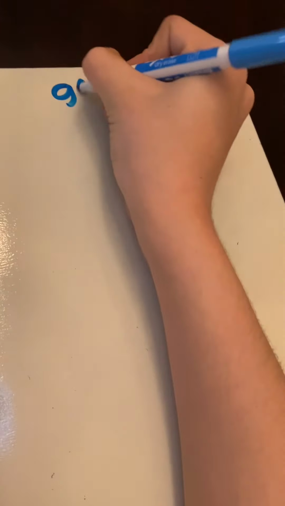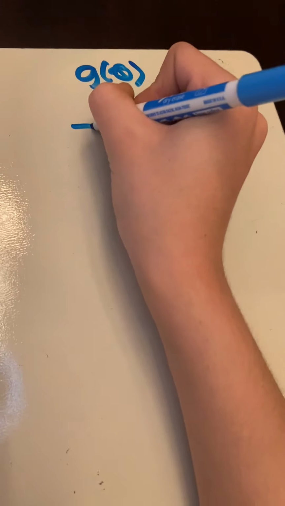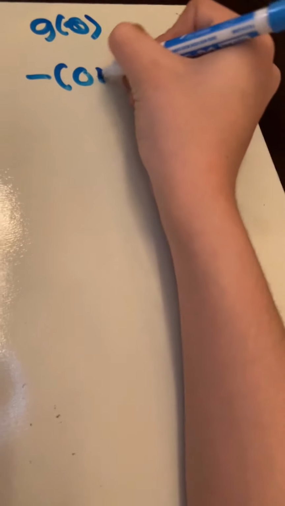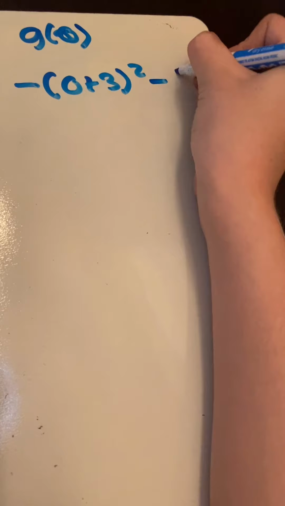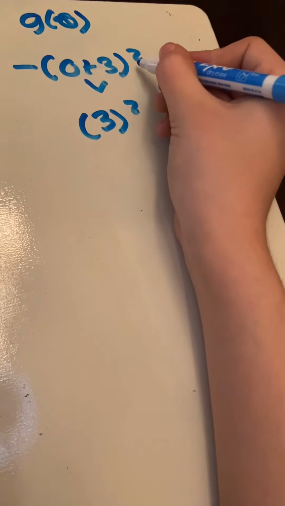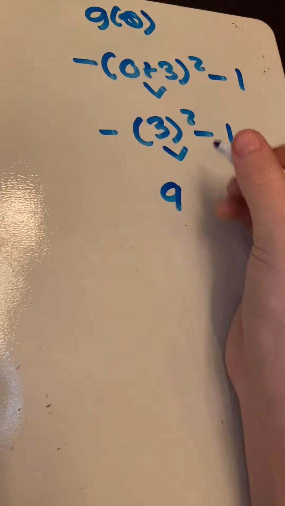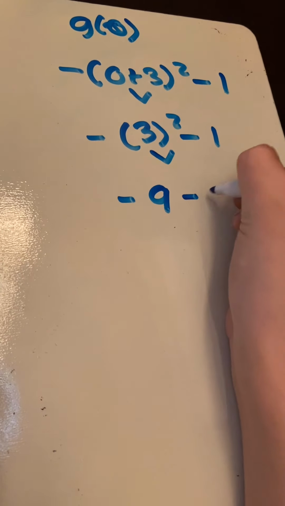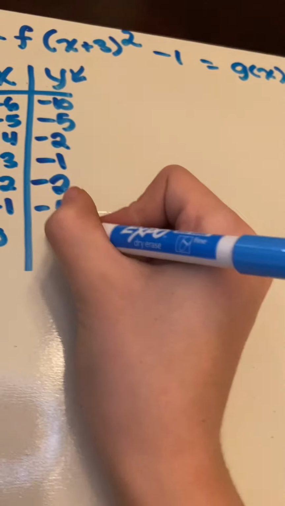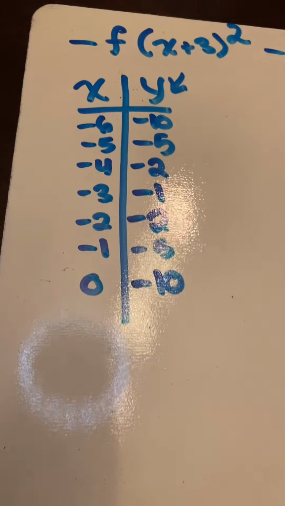And then we are going to do g of 0, right? So it's negative sign, 0 plus 3 squared minus 1. So 0 plus 3 is obviously 3 squared. Bring the squared sign, minus 1. This gives us 9. Bring down the negative and bring up the negative 1, which gives you negative 10. So when x equals 0, negative 10 is going to be your y coordinate, right?